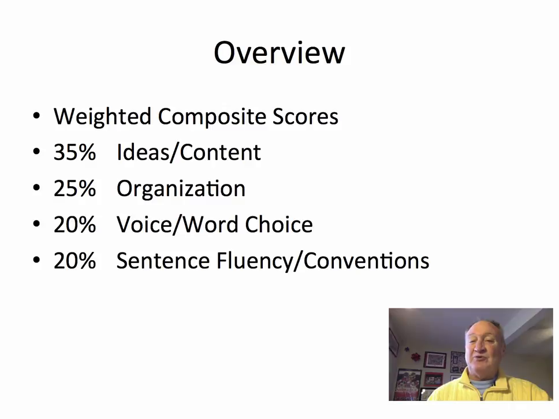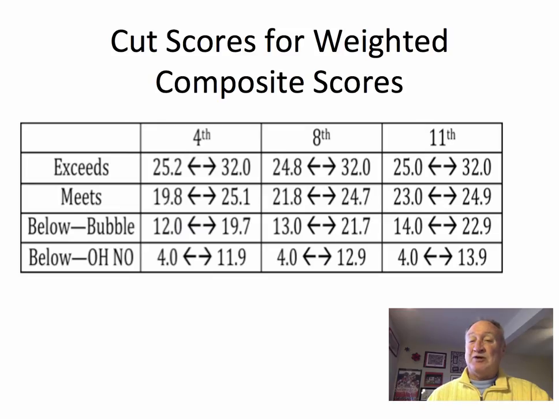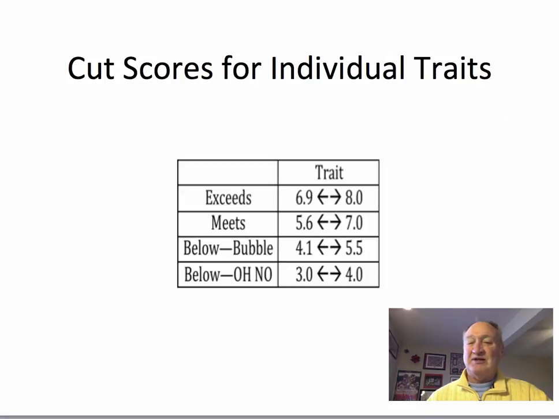First of all, just to review, remember that the composite scores are weighted according to what the state does. The cut scores for the composite score that the state uses are broken into three categories: exceeds, meets, and below. For our purposes, we divided the below into two categories: those that are kind of closer to meeting and those that are quite a ways below. And we use the terms bubble and oh no for those students. The numbers that we used are the same as what the state used.